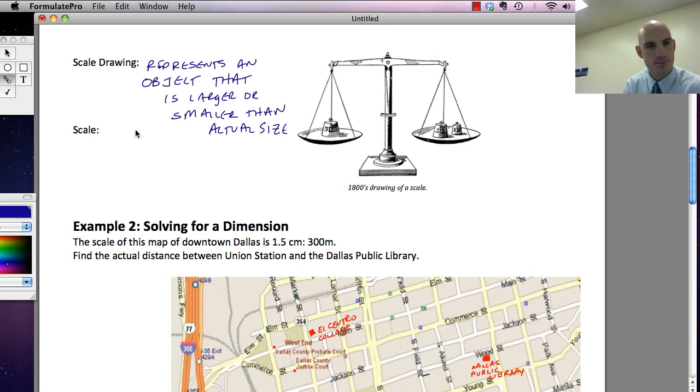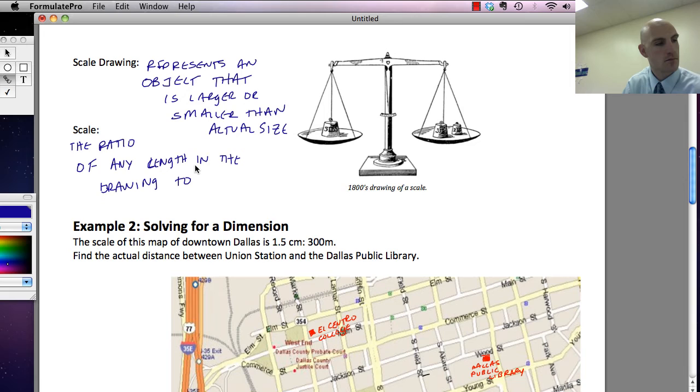The scale is the ratio of any length in the drawing to the corresponding actual length.